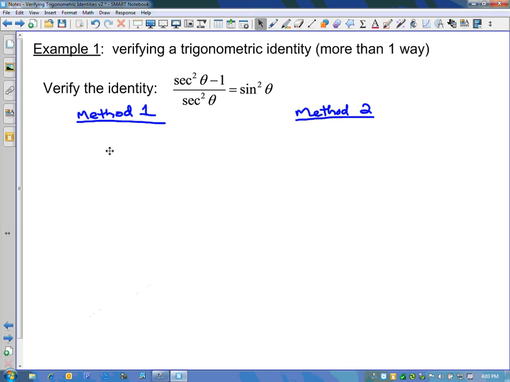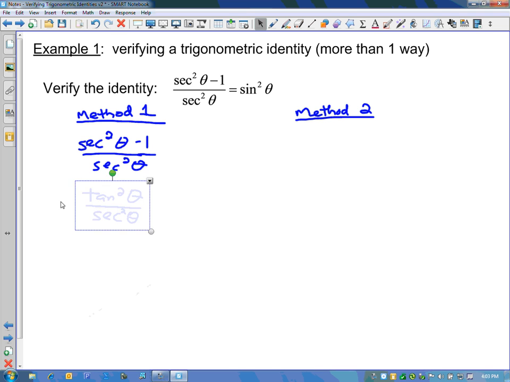So, of course, in the first one, I'm going to start with the left side, which is the secant squared minus 1 over secant squared. And I should recognize that secant squared minus 1 is tangent squared. So I'm going to make that substitution in the numerator.